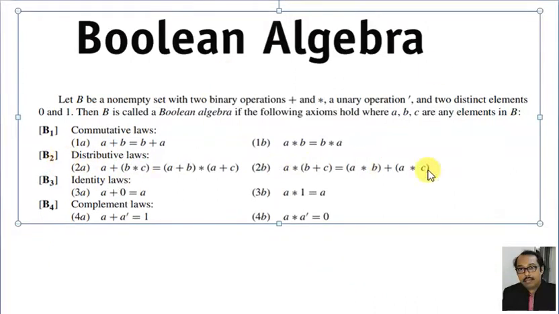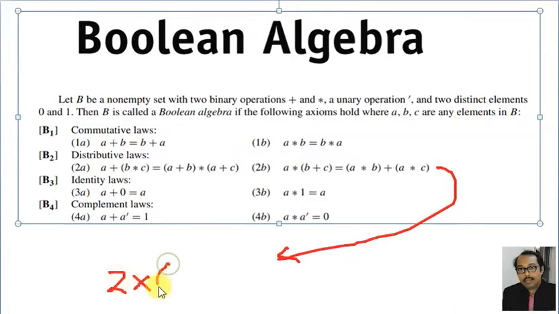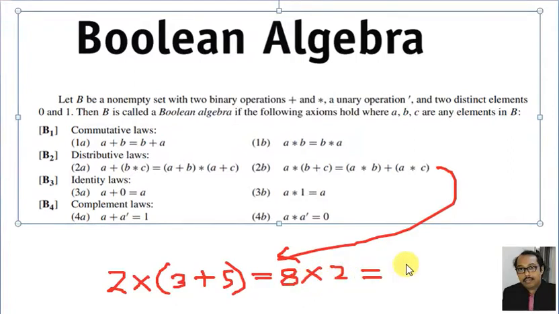Okay, next one is the distributive law. I'm explaining this with the example of 2b, but 2a is also going to work in the same way. Now suppose I'm writing 2 into (3 plus 5), correct? So what is the answer for this? 3 plus 5 is 8, into 2, that is, the answer should be 16.